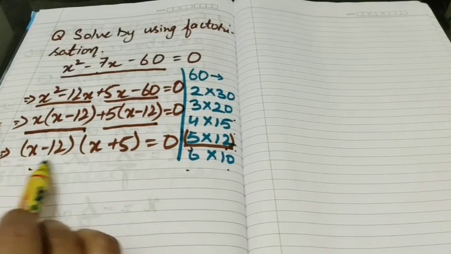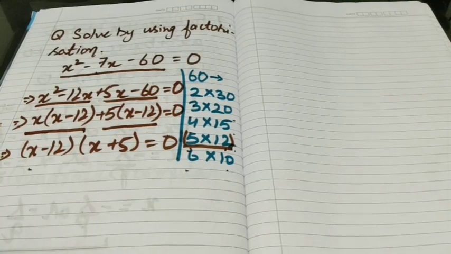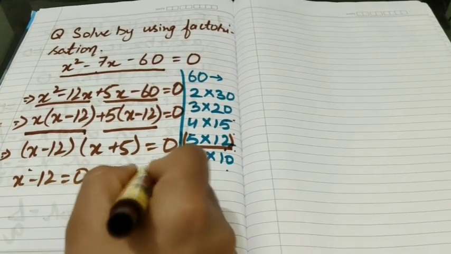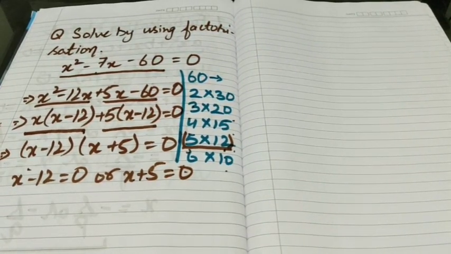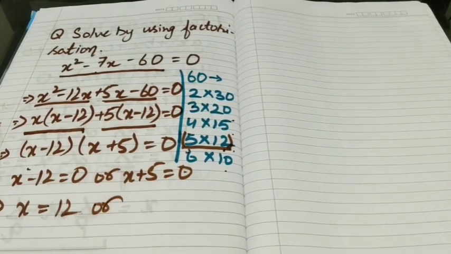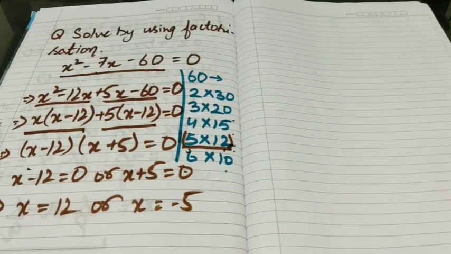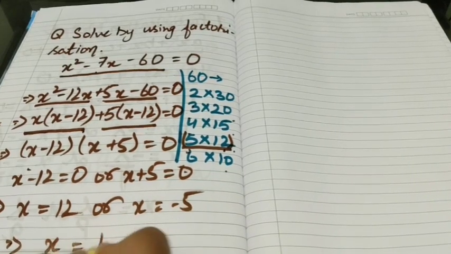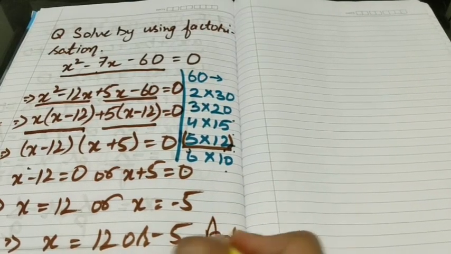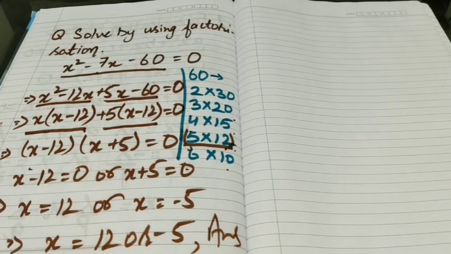Since the product of these two linear expressions or linear polynomials is 0, it means one of them has to be 0. So we write either x minus 12 equals to 0 or x plus 5 equals to 0. When x minus 12 equals to 0, then the value of x will become 12, and when x plus 5 equals to 0, the value of x will become minus 5. So from this we get x equals to 12 or minus 5. So these are the roots of the given quadratic equation, or we may say the solution of the given quadratic equation.